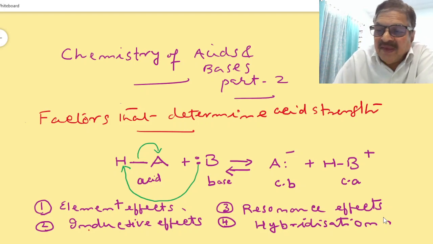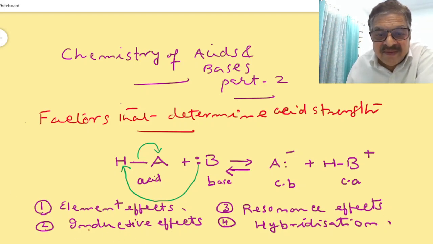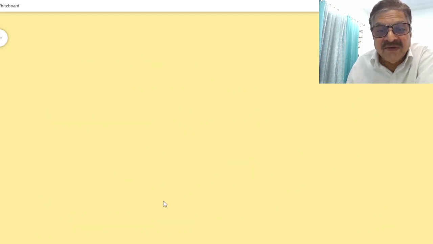Identities of A in the periodic table. Now we can see that the position of the element is called the periodicity. That is what we are going to discuss now: acidity and periodicity.